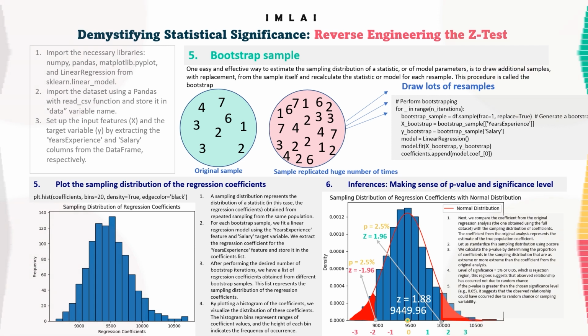On the other hand, this is what happened in our case. If the p-value is greater than or equal to the significance level, which is what happened because our p-value is 0.059 whereas the significance level is 0.05, we fail to reject the null hypothesis. This implies that the observed coefficient is not statistically significant, suggesting that there is insufficient evidence to conclude a significant linear relationship between the year's experience feature and the salary variable.